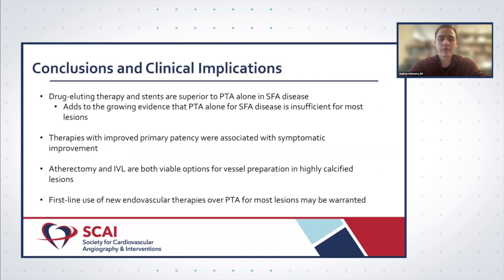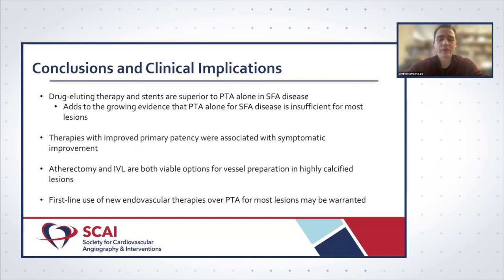For some conclusions, overall, these data show that drug-eluting endovascular therapy and stents are superior to PTA for most SFA lesions, and this adds to the growing evidence that PTA alone for SFA disease is insufficient for most lesions. Additionally, we found that therapies with improved primary patency were associated with symptomatic improvement. And we also found that in highly calcified lesions, which remain a major challenge for those with peripheral arterial disease, both atherectomy and intravascular lithotripsy are viable options when compared against one another for vessel preparation in highly calcified lesions.